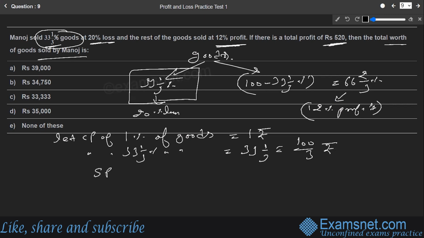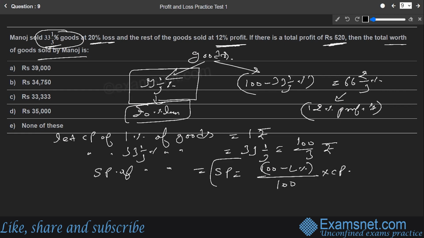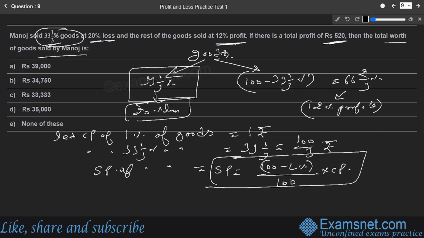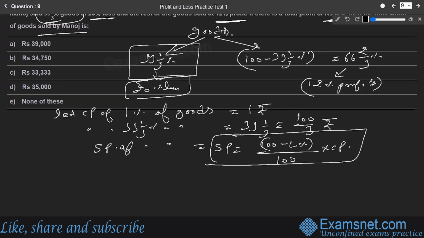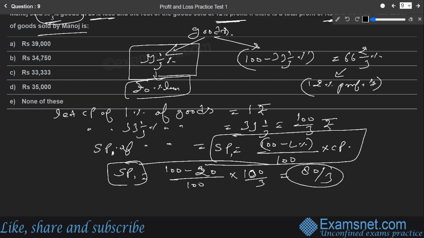Now, the selling price of this 33 1/3% goods would be how much? See, he said that there is a 20% loss. So whenever a loss occurs, the selling price is calculated as 100 minus loss percent divided by 100 into cost price. This is how the selling price is calculated whenever there is a loss, and there is a loss of 20% here. So let us say selling price 1 comes out to be 100 minus 20 over 100 into the cost price of 33 1/3% goods, which is nothing but 100 by 3. That's what we have calculated already. If you solve this further, this comes out to be 80 by 3. So the selling price number 1 of 33 1/3% goods is nothing but 80 by 3.